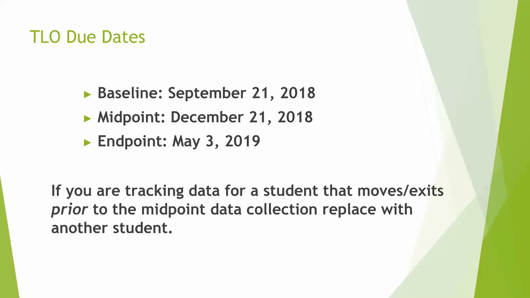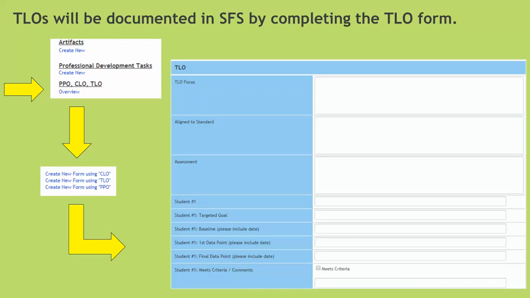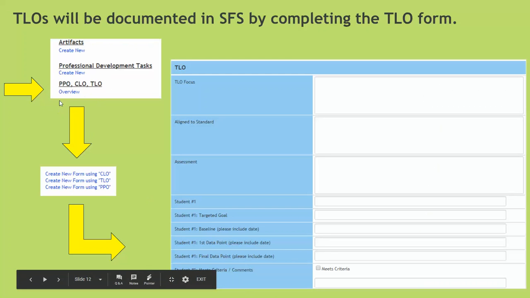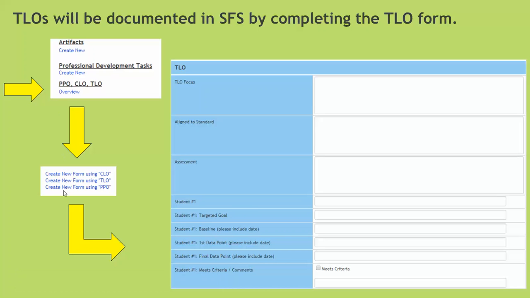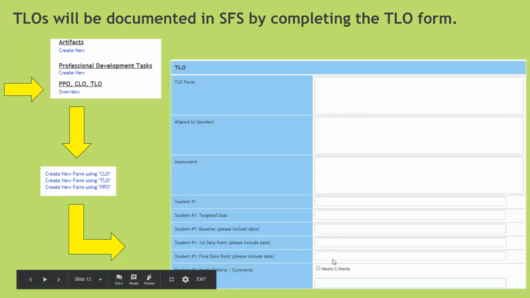Note, if you are working with a student who moves or exits prior to the midpoint data, please let your supervisor know and we will replace them with a different student. At any point though, if a student moves, please let us know. You'll document your TLO within the SFS system, completing the TLO form located on your main screen. You're going to select TLO, enter in the focus of your goals, what standard it's aligned to, the assessments you're going to be using, and this is where you enter in your student information.